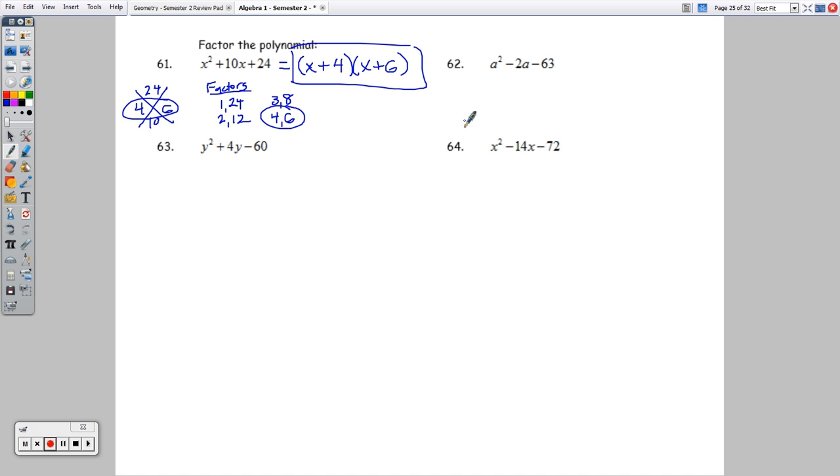Do the same sort of thing here. If it helps you to write the factors of 63, you could do that. But 7 and 9 would be the factors of 63 that either added or subtracted somehow give you 2, but we need it to be negative 2, so we need the bigger number to be the negative number there. So this would become a plus 7 times a minus 9.